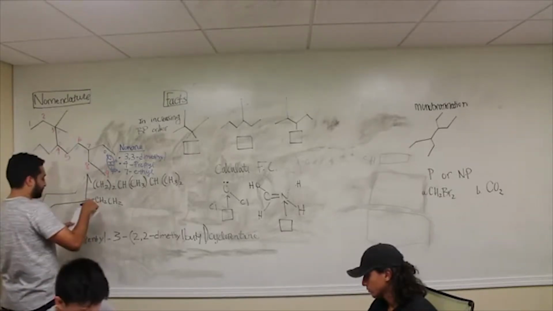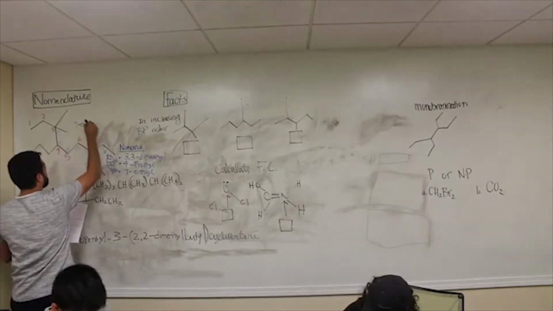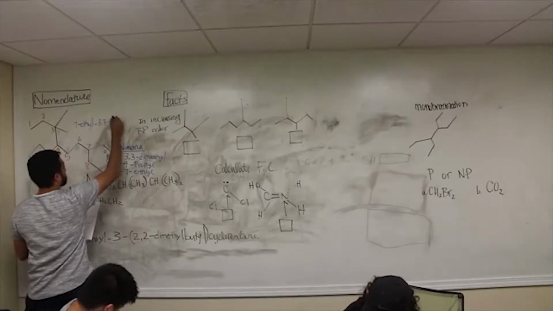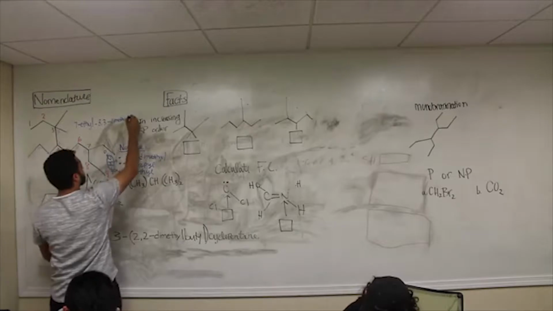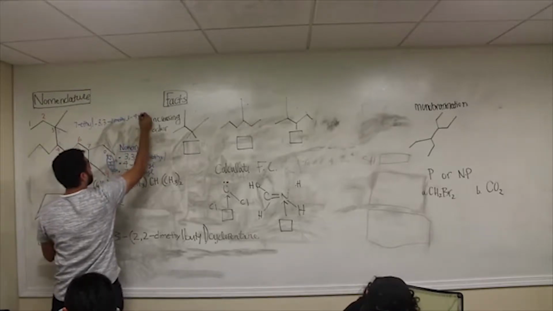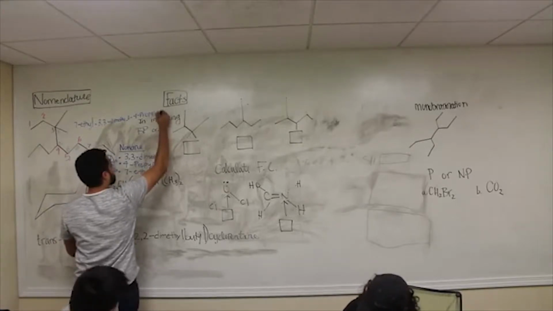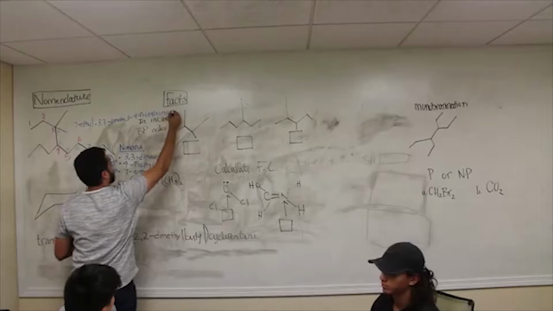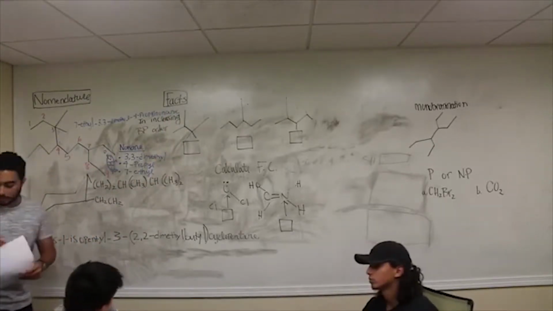So what's going first on this? 7 ethyl. Okay, next. 3,3 dimethyl. And after that is the last one. We have 4 propyl. And what was the parent? Nonane. Okay, so that's the first one. Any questions on that one? Okay.